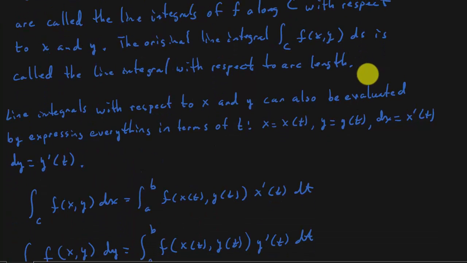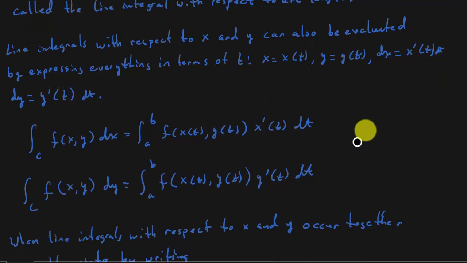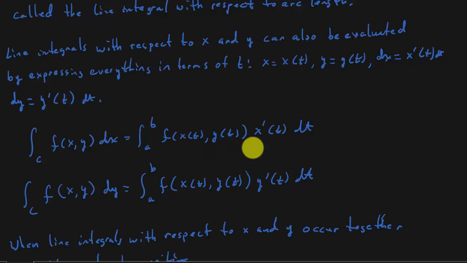Line integrals with respect to x and y can also be evaluated by expressing everything in terms of t. X equals x of t, y equals y of t, dx is x prime t, and dy is y prime t. I did leave this off. That should be a dt back there. So with putting everything in terms of t, we would get the integral of f of x, y, dx is equal to the integral of f of x of t, y of t times x prime t, dt, and the integral of f of x, y, dy is the integral of f of x of t, y of t, y prime t, dt.